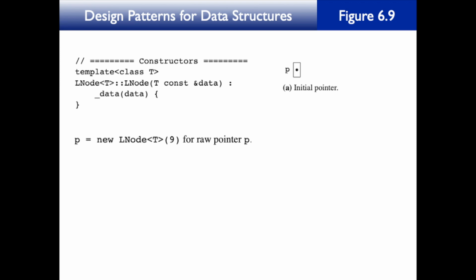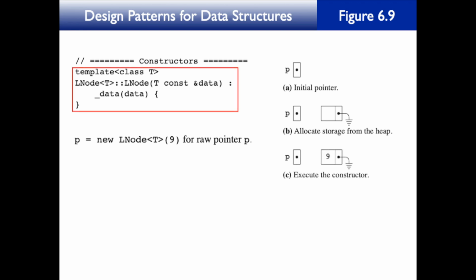Part A of the figure shows that initially p is not pointing to anything. And recall that when new executes on an object, it does three things. It allocates storage from the heap, it calls the constructor, and then it returns the pointer. When we call new, part B of the figure shows allocation of the storage from the heap. And because we are saying new L node, it allocates enough storage for an L node.